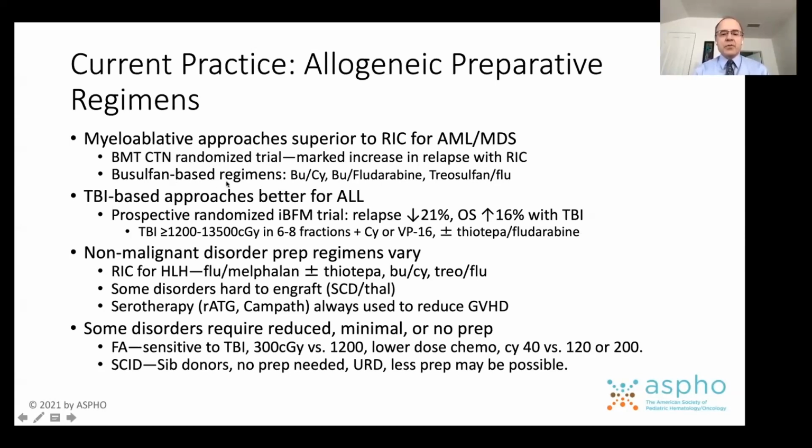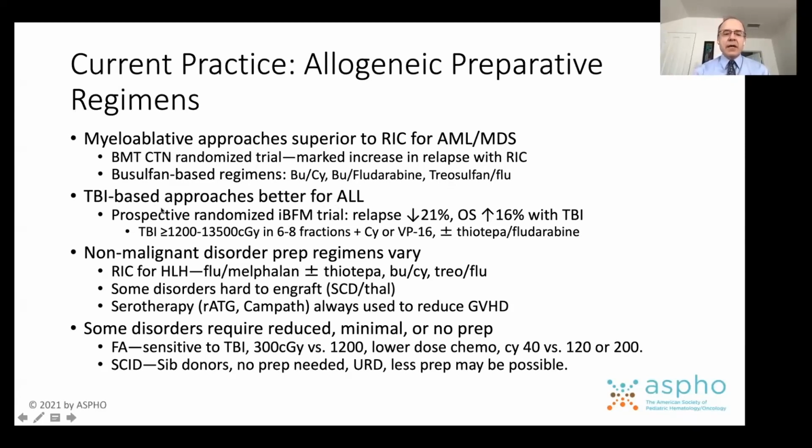The most commonly used regimens for AML and MDS are usually busulfan-based, either Bu/Cy or busulfan-fludarabine. Sometimes busulfan-thiotepa-fludarabine has been used. Increasingly, Europeans are using treosulfan. It's not available in America, but will hopefully be available soon. And this is a good alternative as well. Those are approaches generally aimed at AML and MDS.